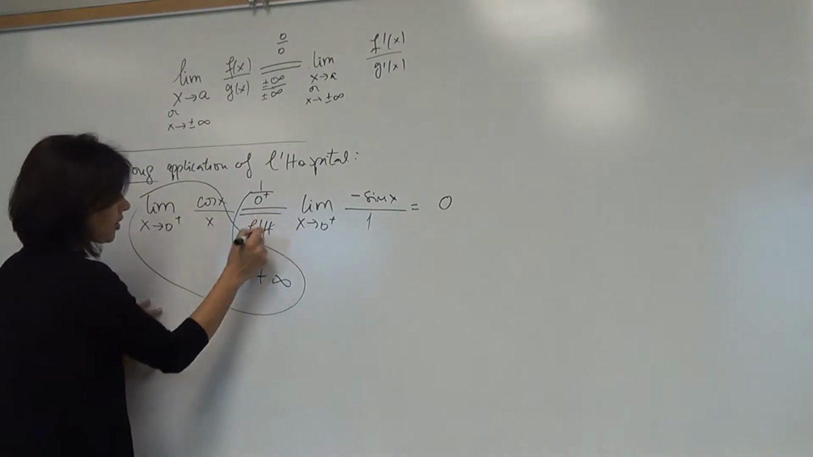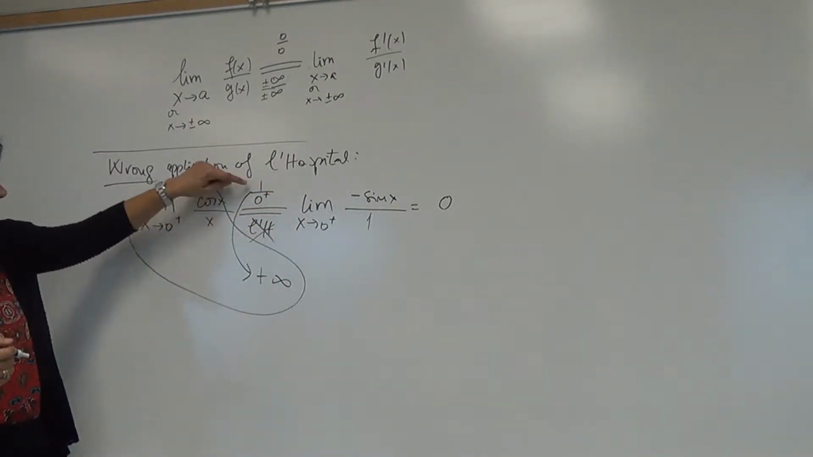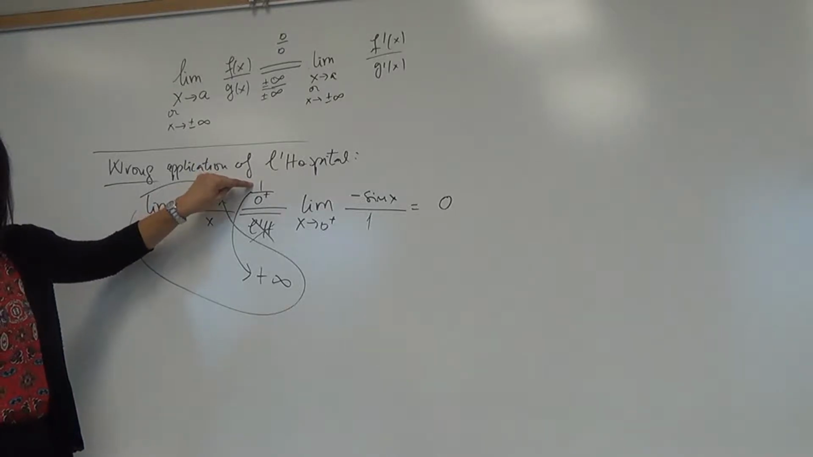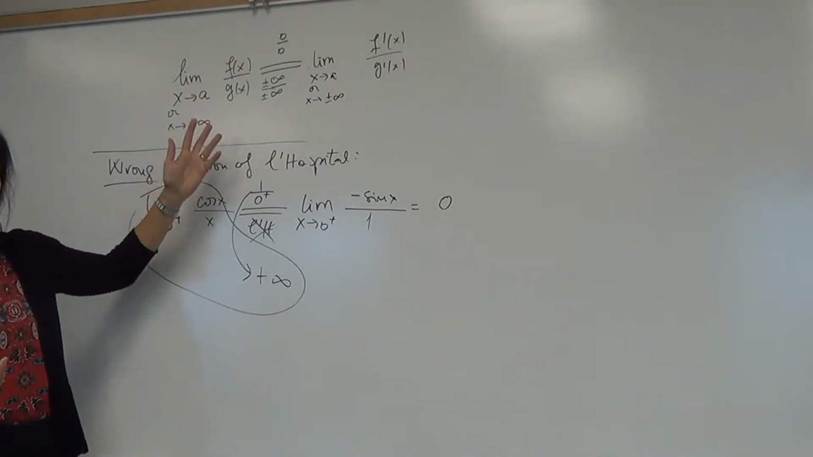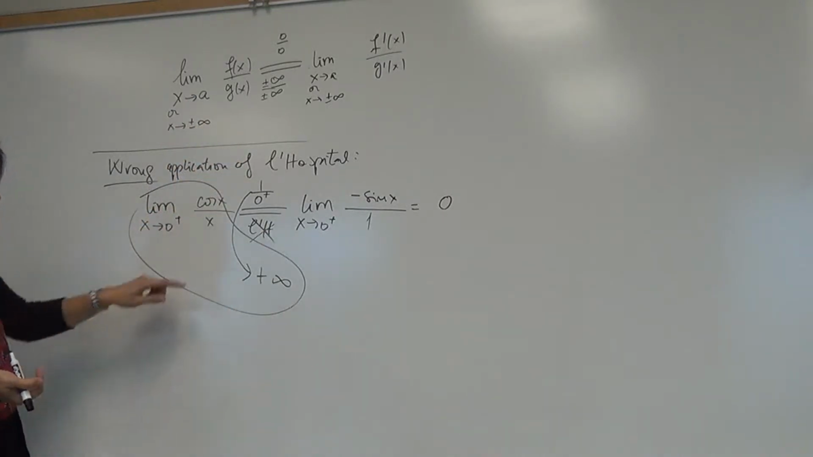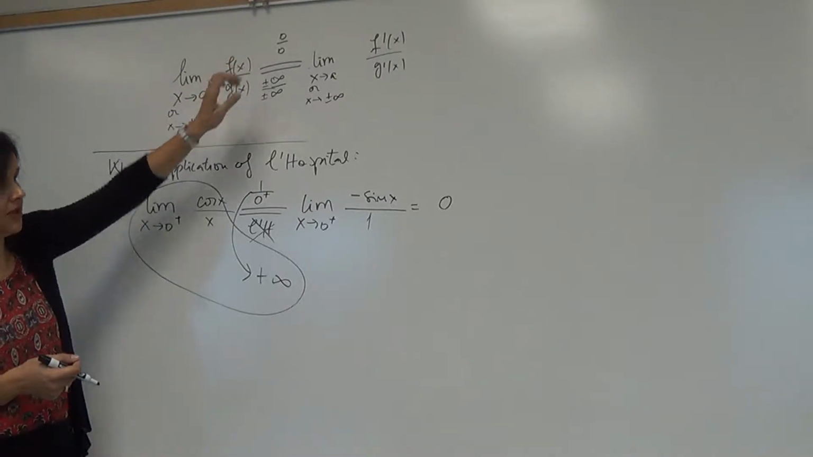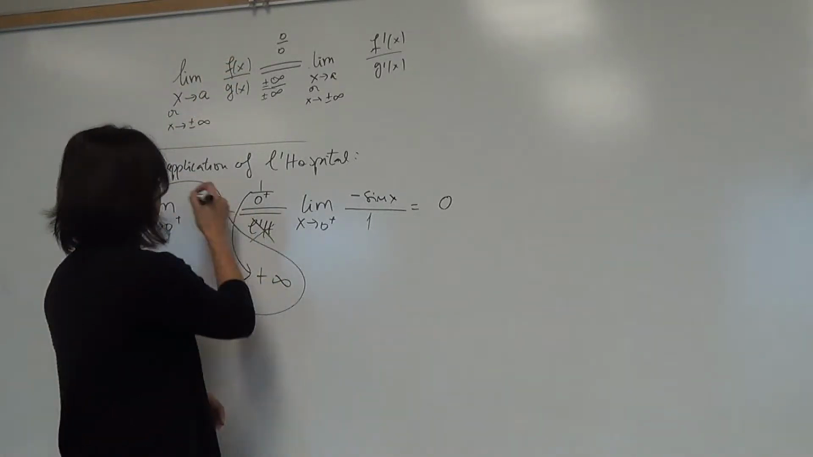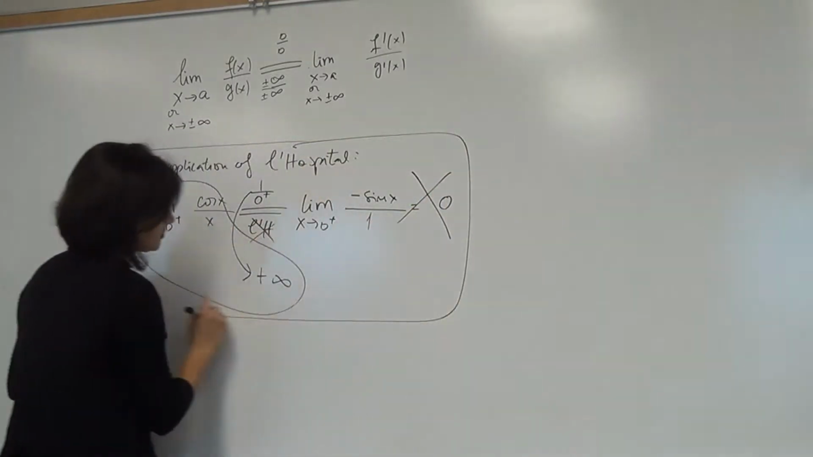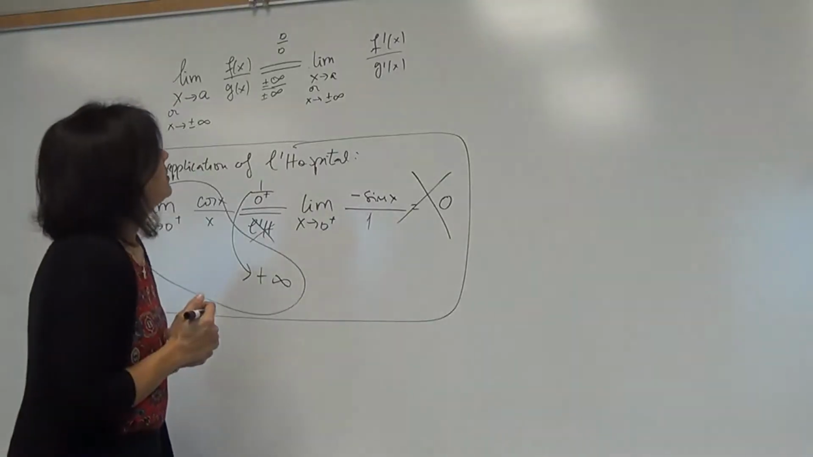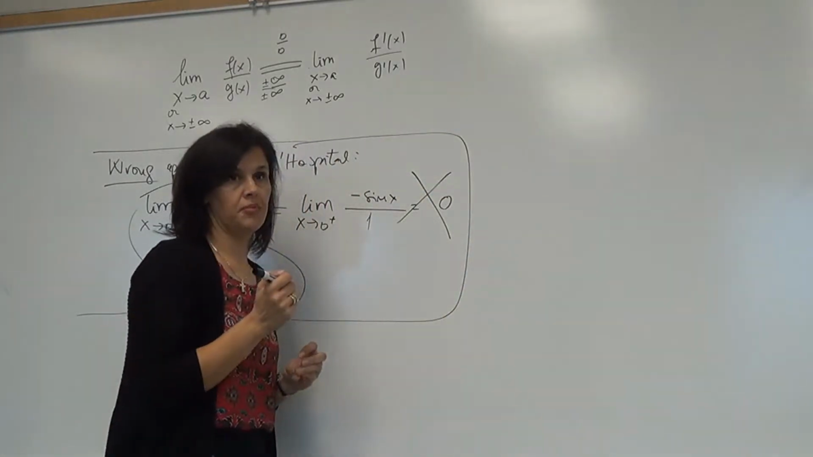The other one is wrong, because you've seen the proof of L'Hopital. We use the fact that f of a and g of a were 0. If this one is not 0, you mess up the L'Hopital. So do not apply L'Hopital blindly. You have to make sure you have 0 over 0 or infinity over infinity. So this is wrong here. This is not 0. Okay, we'll see other cases that reduce to L'Hopital.